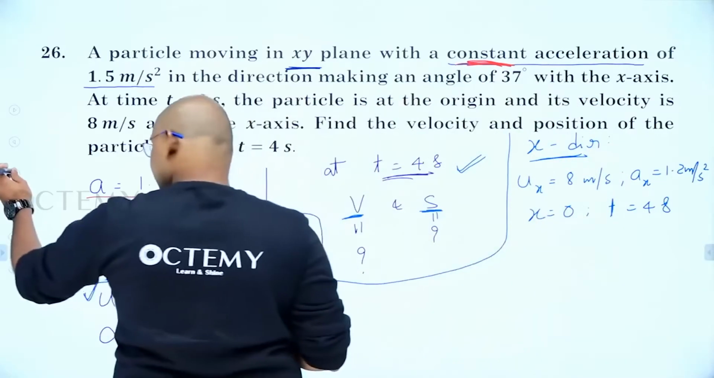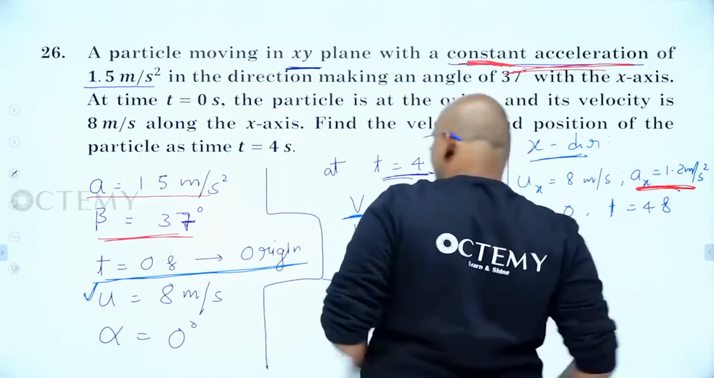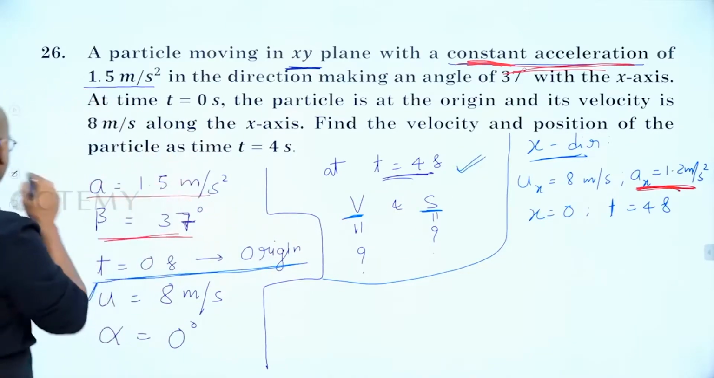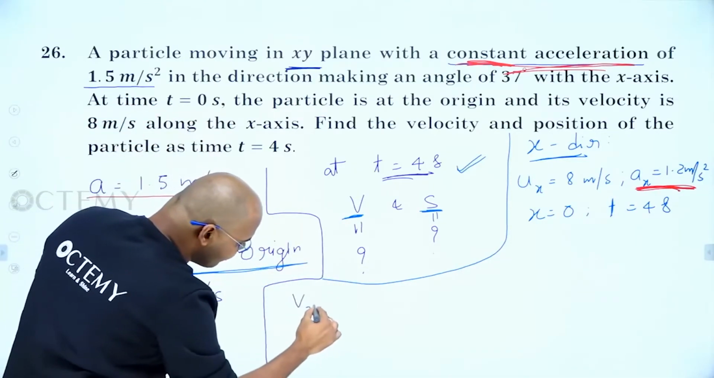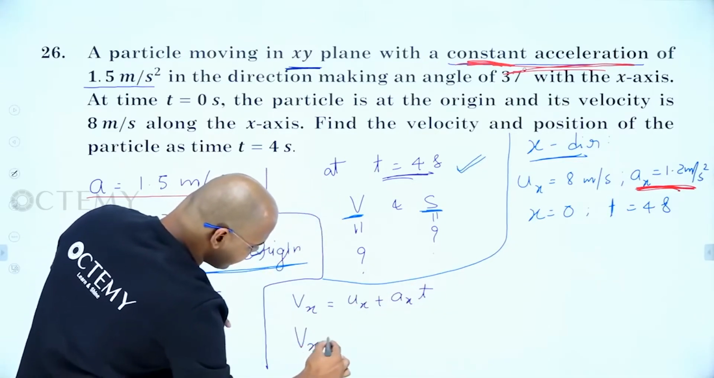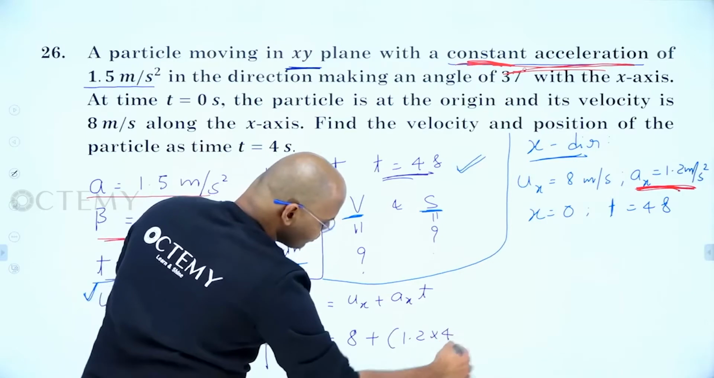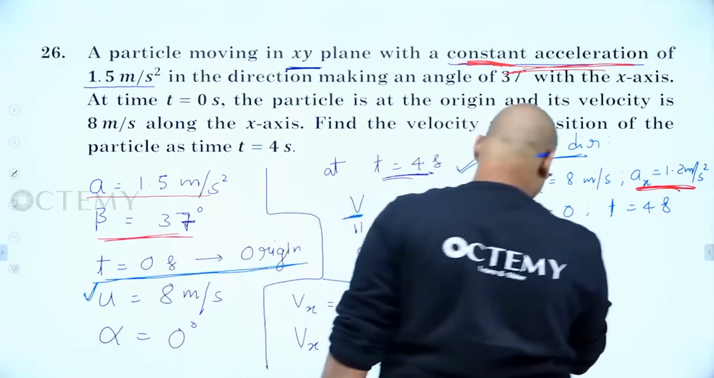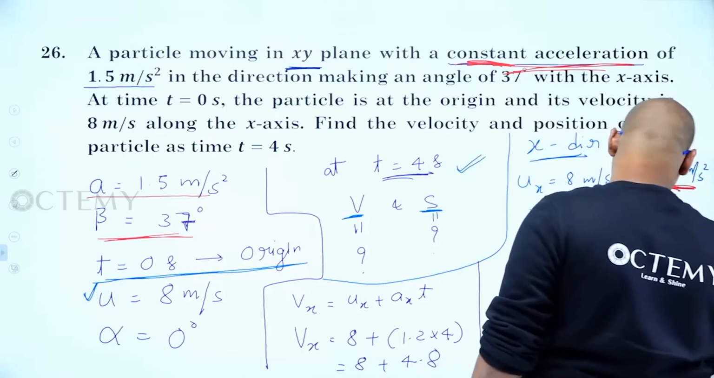Sir, listen carefully. Acceleration in x direction is already given constant acceleration, and in total it is 1.5. In x direction it is 1.2, and it is a constant. If it is a constant, without any doubt, happily I can use the formula. What is that? Vx is equal to ux plus ax into t. So final velocity in x direction, Vx, is equal to ux 8 plus ax 1.2 into 4. 1.2 into 4 is 4.8. So final velocity in x direction is 8 plus 4.8, 12.8 meter per second.